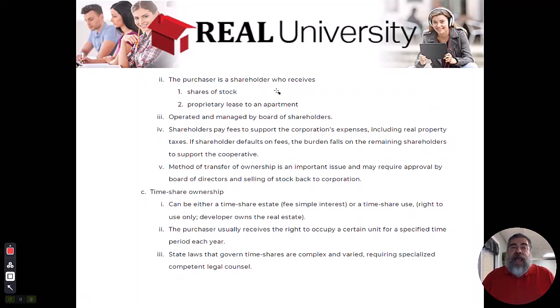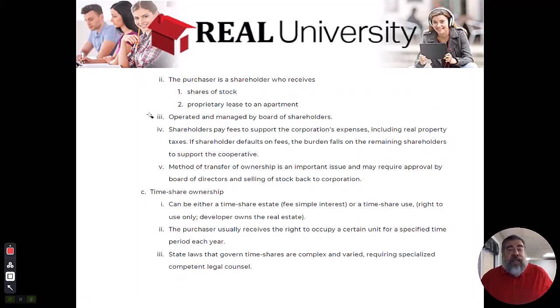And you are given, and here's that word again that we've talked about, that lifetime proprietary lease that allows you to reside as a shareholder in Unit A. But if I owned 10% of the shares of stock, I would also theoretically own a 10% interest in Unit B and Unit C and Unit D. But I can't go walking into that other space and go, hey, I own 10%, I'm here. No, it's the interest.